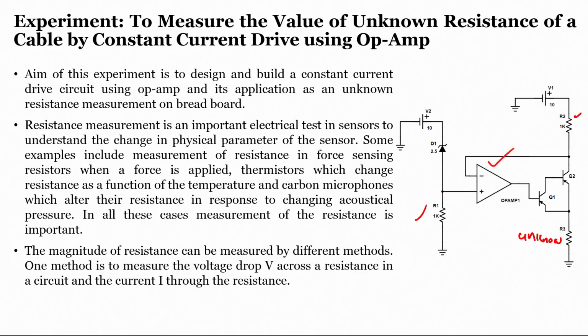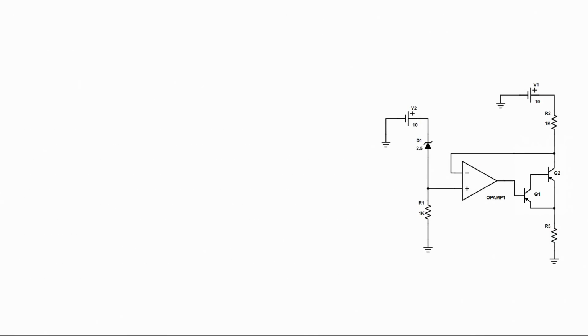Now, how to understand the circuit? Just to understand the circuit, we are recalling what we have seen in the theory session. We are using a Zener diode, we are using one resistor here, and we are using an operational amplifier, and this is a PNP based Darlington pair, and this is another resistor.